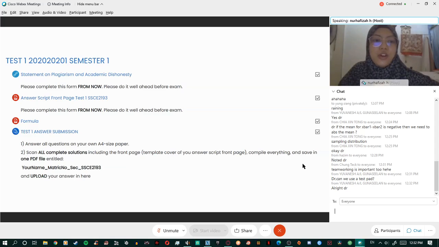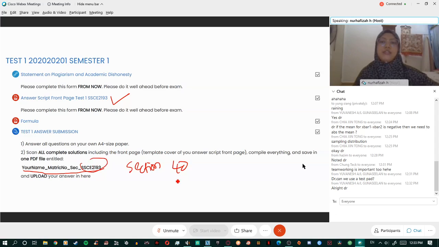Okay, and then scan all complete solutions, including the front page, which is this one. Compile everything and save in one PDF entitled with your name, your metric number, your section, and your subject code. So you are section 40, remember class? Section 40. Upload the question within the 15 minutes time given. If it is more than 15 minutes, your answer will not be accepted.